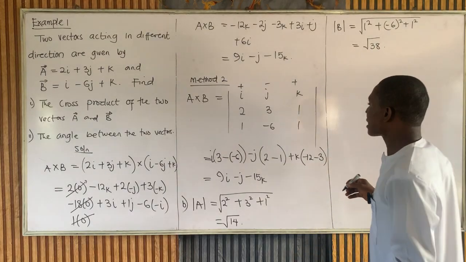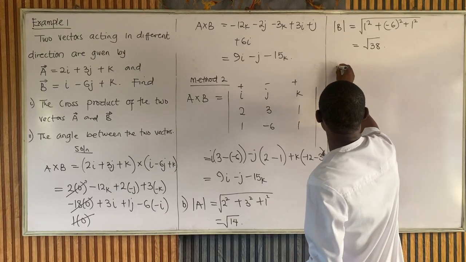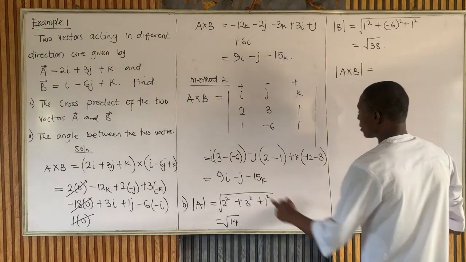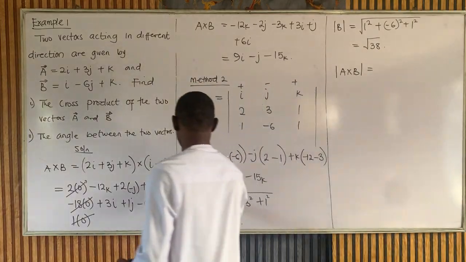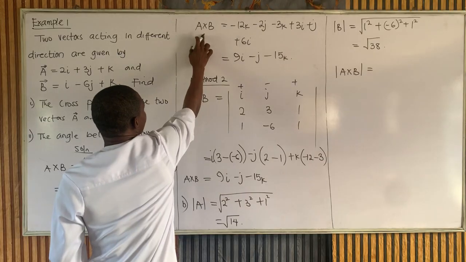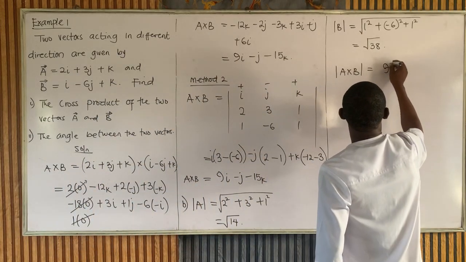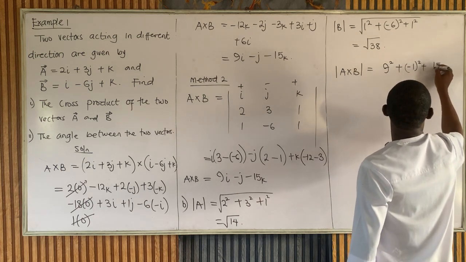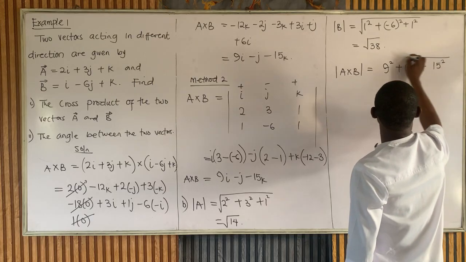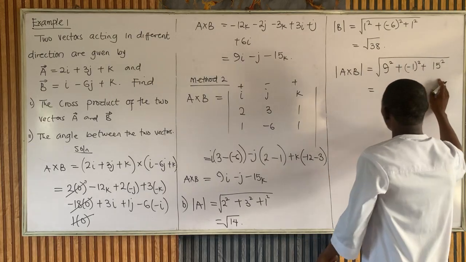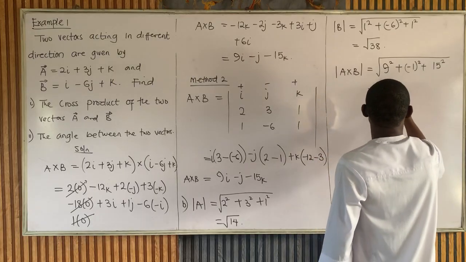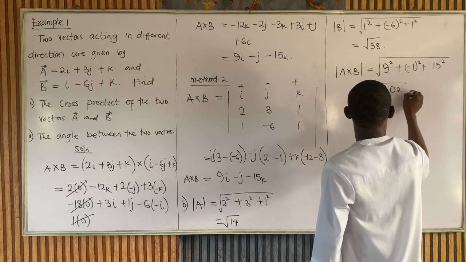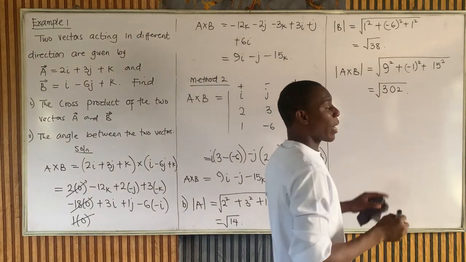Now, to get the angle, let's look for magnitude of A cross B. These are our results for A cross B. Same thing: that will be the square root of 9 squared plus minus 1 squared plus 15 squared. 225 plus 81, that's 301, 302, square roots. So we are done with this now.